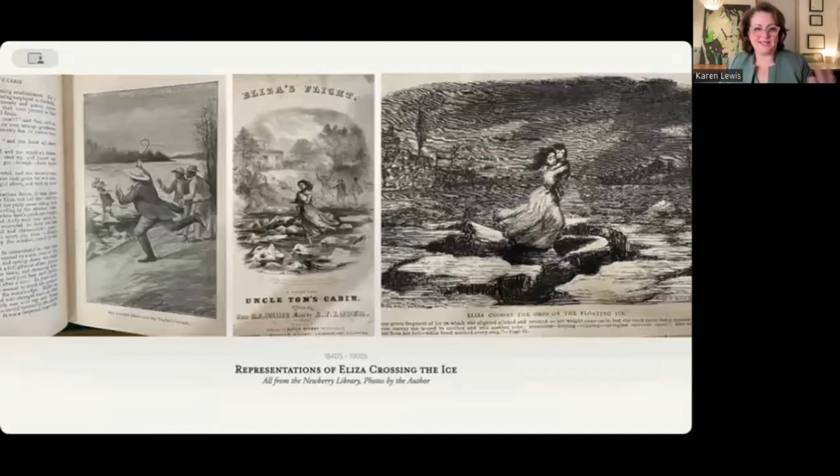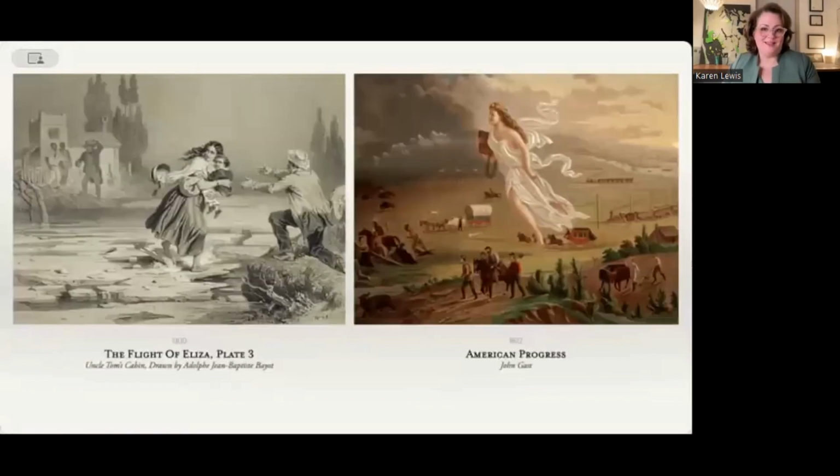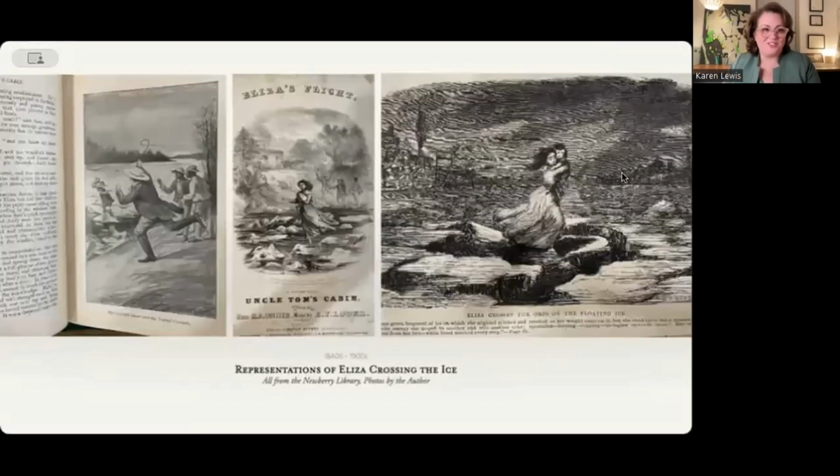And her dramatic escape has been pictorialized many times in books, paintings, or sheet music. And this image of Eliza crossing the breaking ice is very harrowing, but it's also a very familiar trope from the 19th century. So you can see here John Gast's American Progress. There's a kind of familiarity or similarity with her. And I will really quickly just point out three things about these three images that I think is very interesting.